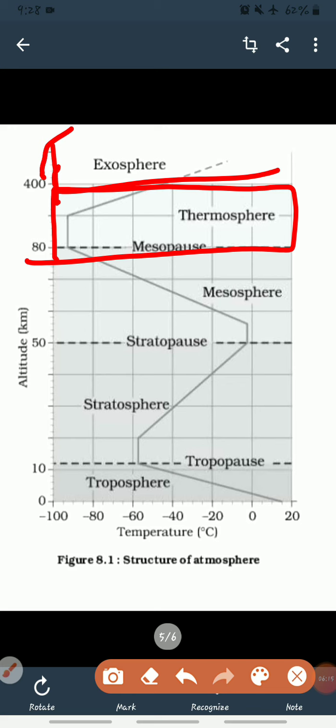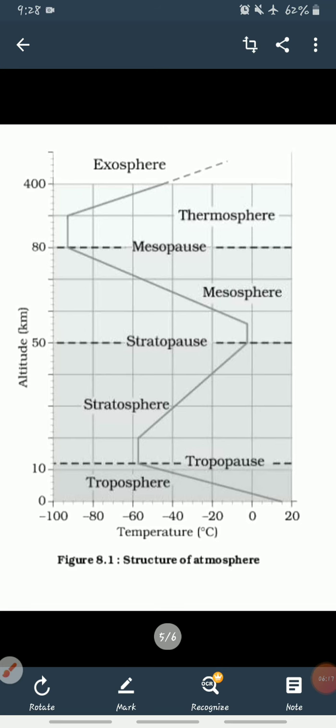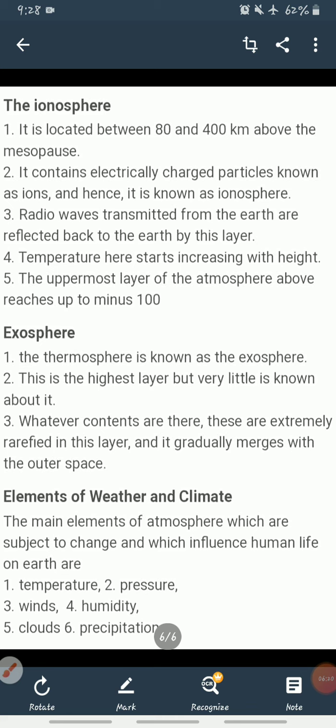Okay, very good. Now come to the next topic, elements of weather and climate. The main elements of the atmosphere which are subject to change and which influence human life on the earth are temperature, pressure, winds, humidity, clouds and precipitation. All about it we will learn in our coming chapters like 9, 10 and 11. We will discuss these topics in our next video or the coming chapters.